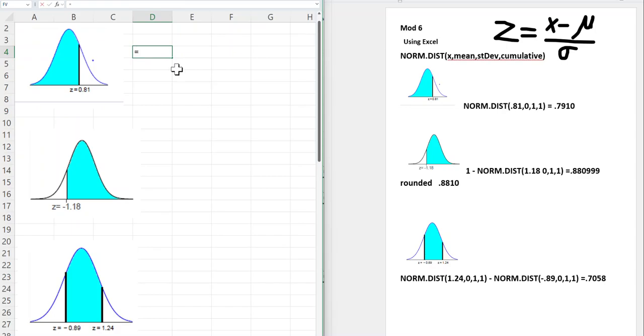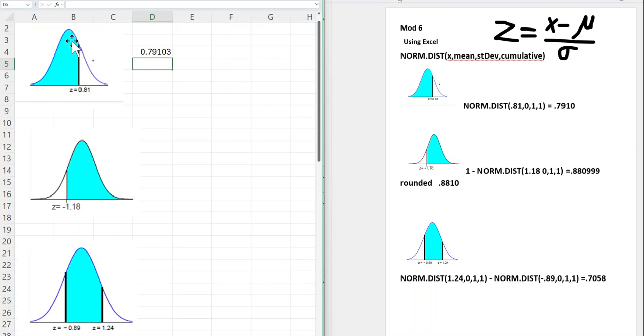I'm going to type equals, start with normal, N-O-R, and it's going to come up, normal distribution. I'll click on that. I need my X. My X is the value on the horizontal line, which is 0.81. So I'll put in 0.81 and then a comma. The mean is 0 because it's a standard distribution, comma, 1 standard deviation, and comma. Now, you'll notice that you can type in true or false, but since computers work in binary, you can use a 0 for false and a 1 for true. I'm just going to put a 1 in there. So this is a cumulative distribution from the left, and I'm going to press enter.